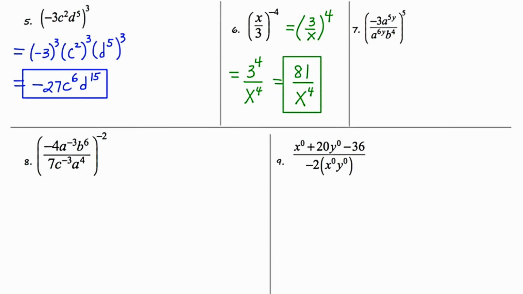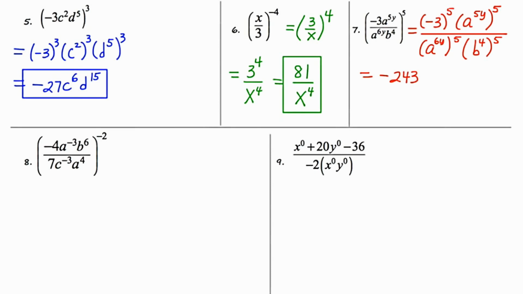Here we have a fraction raised to the power of 5. Everything in the numerator will feel the effect of that 5, and everything in the denominator will feel the effect of that power of 5. So there's a lot of things going on here. So again, I'm going to follow my own advice and just go nice and slow. I'm going to start by raising every single individual thing to the power of 5. Okay, so negative 3 to the 5th is negative 243.